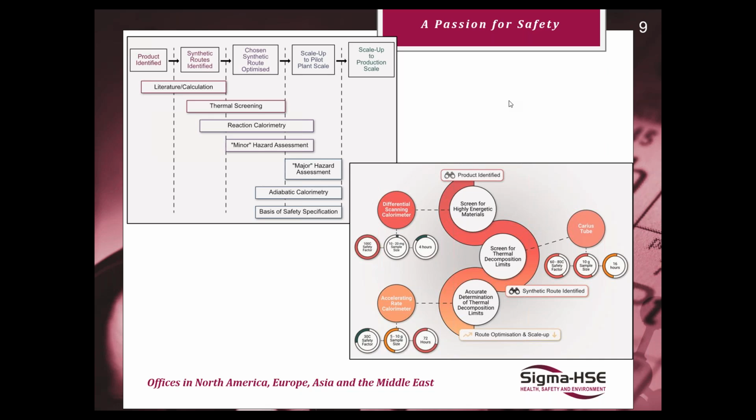And then the chart on the bottom right is more from our point of view, the kind of tests we may offer at different stages. So from top to bottom, we're looking at thermal screening methods, our differential scanning calorimeter, Carius tube. These are good for highlighting any potential decompositions that may cause you an issue.